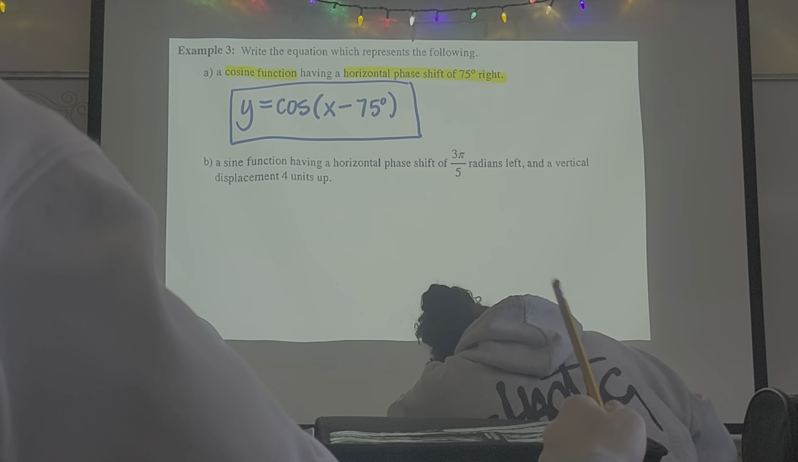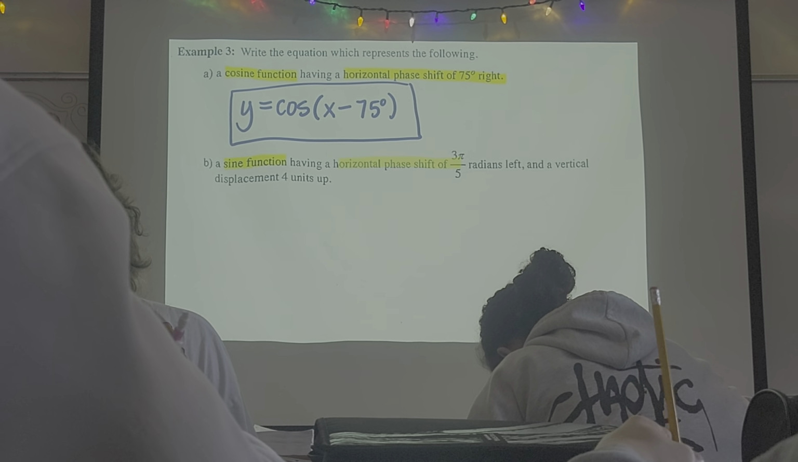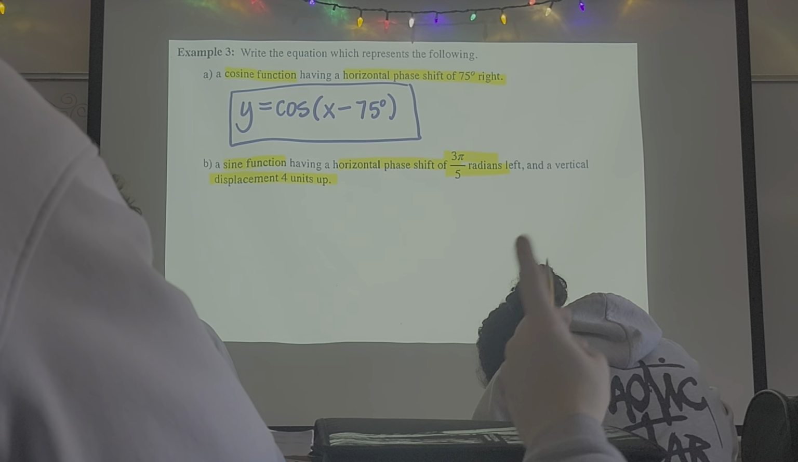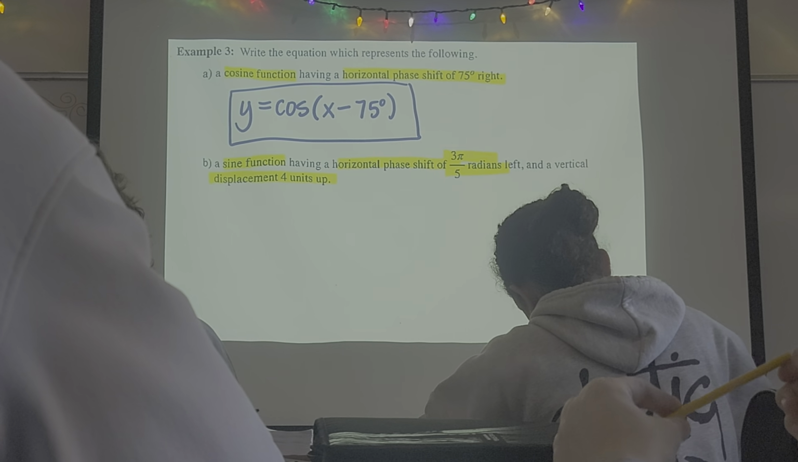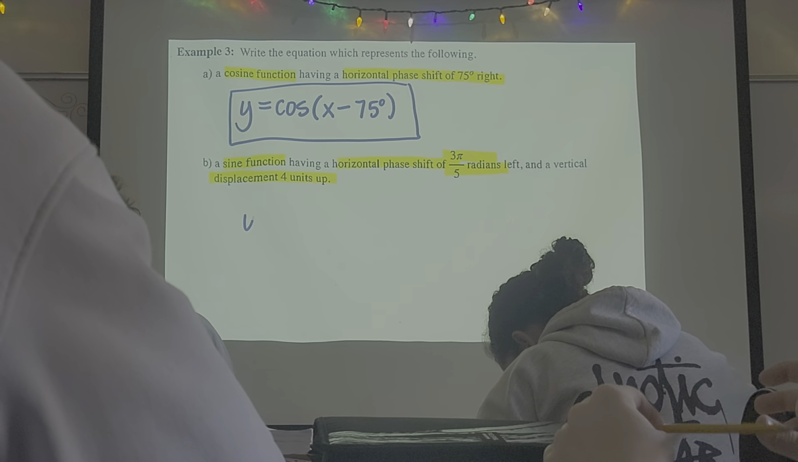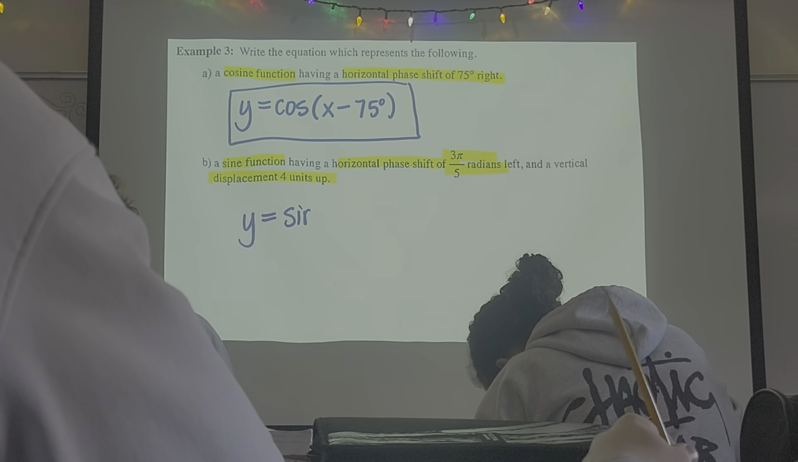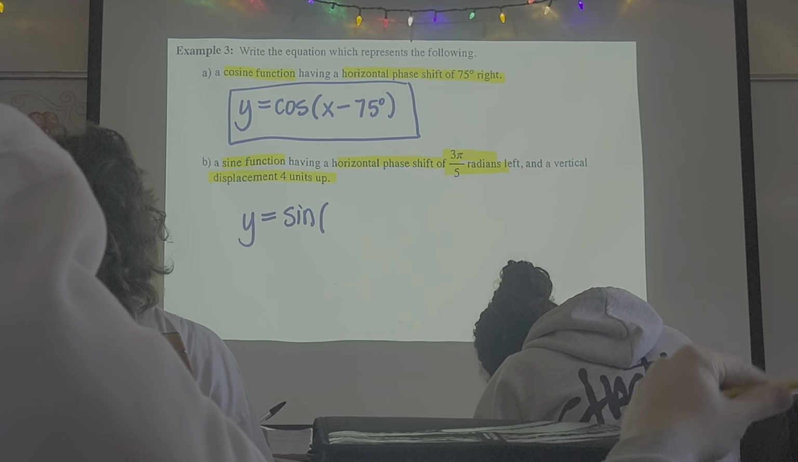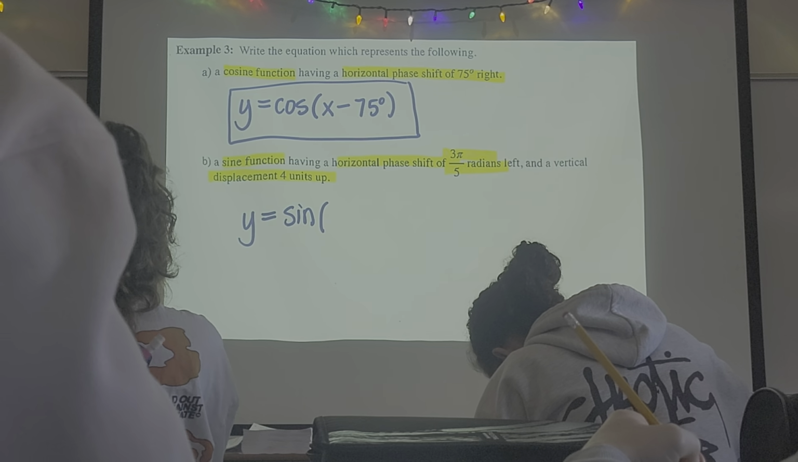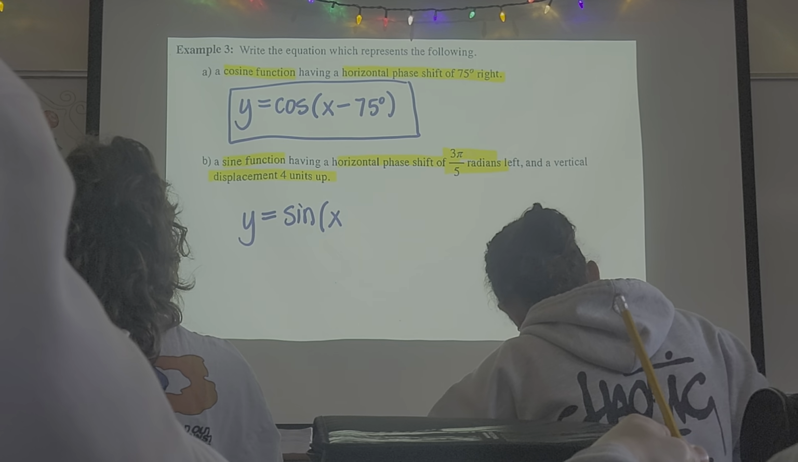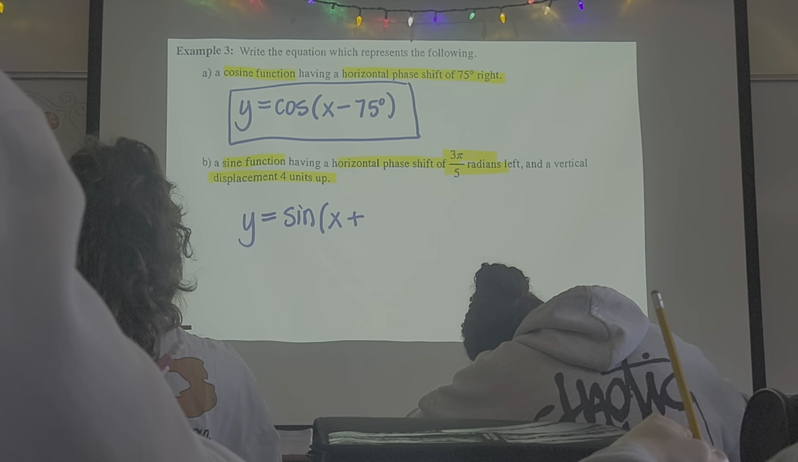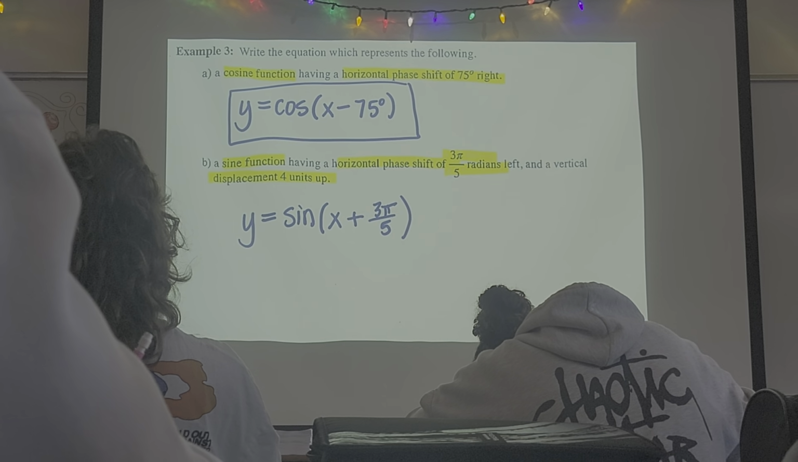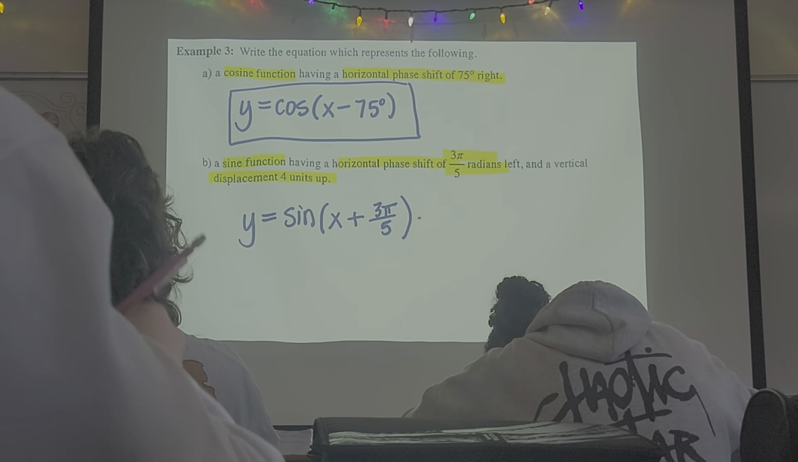How about a sine with a phase shift of 3 pi over 5 left and displacement of 4 units up? So 3 pi over 5 left and 4 up. What's the equation? y equals sine, bracket, 3 pi over 5 left, so x plus 3 pi over 5. And then 4 units up, plus 4.